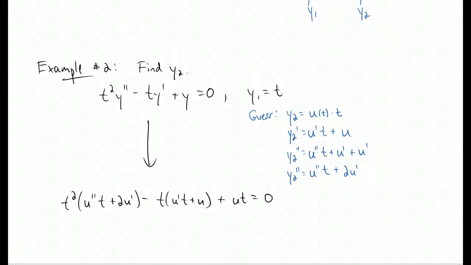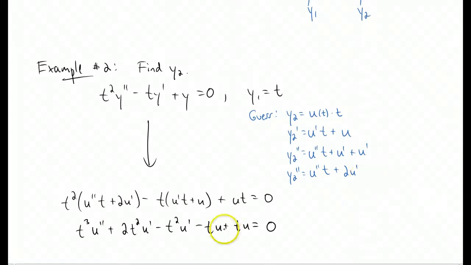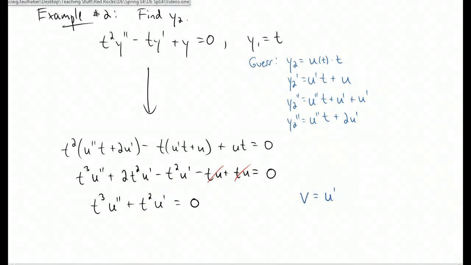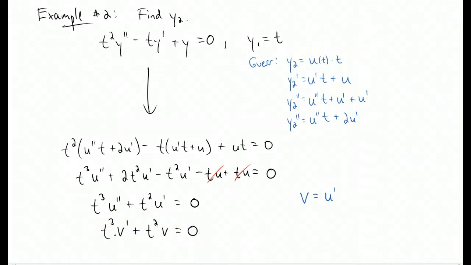I'm going to distribute through the parentheses. And as always, you'll notice that the u terms are going to cancel out. If those u terms don't cancel out, then you've done something wrong. I'm going to combine like terms. And now, because these u terms canceled out, we can actually make a tricky substitution to reduce the order of this differential equation. I'm going to use the substitution v is u prime. If we do that, we get t cubed v prime plus t squared v equals 0. And now we've reduced the order from a second order differential equation to a first order differential equation.